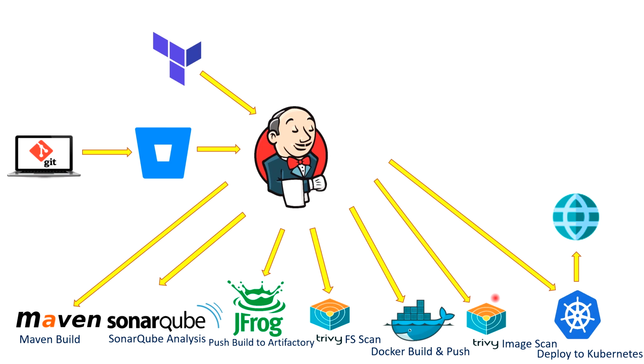And for every build we will get the email notification on our Gmail ID, and that email will have the Trivy FS scan and Trivy image scan and the complete build log as the attachment. So let's start building our today's project.